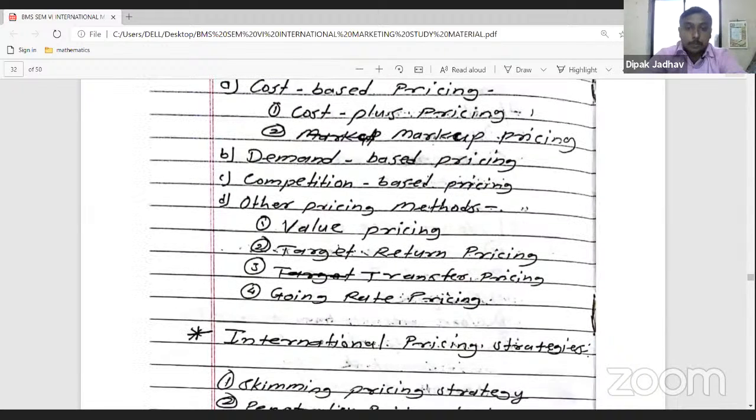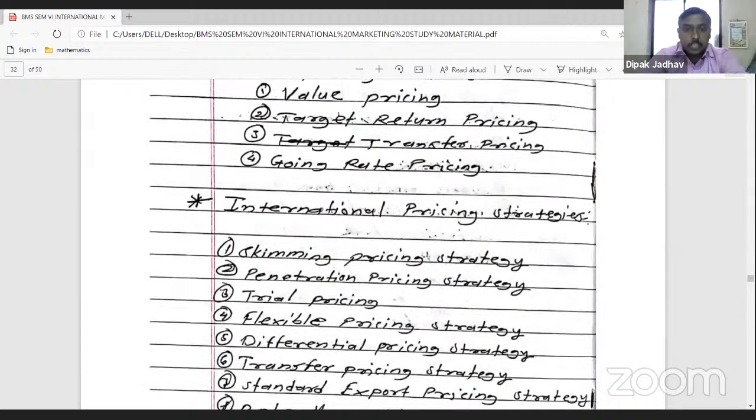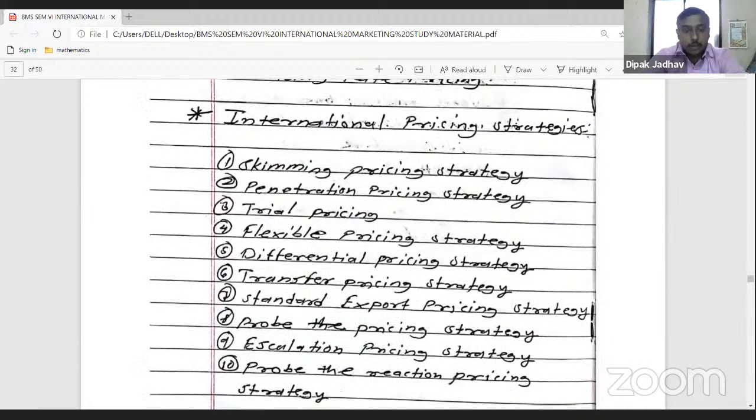Now, other pricing methods: value pricing, target return pricing, transfer pricing, and going rate pricing. Going rate pricing is mostly used for agricultural goods like potato and onion; these commodities follow going rates. The international pricing strategies: skimming means initially a high price and later lower, and penetration pricing means initially low and later high. Then trial pricing, then flexible pricing, based on the customer areas and demand; in a flexible market, we can adopt flexible pricing.